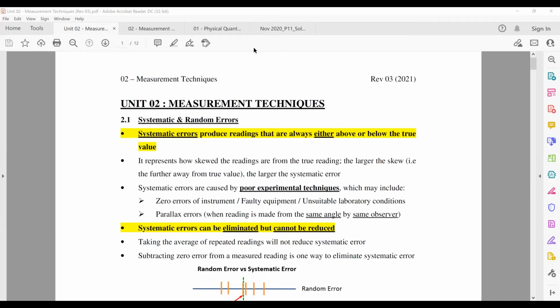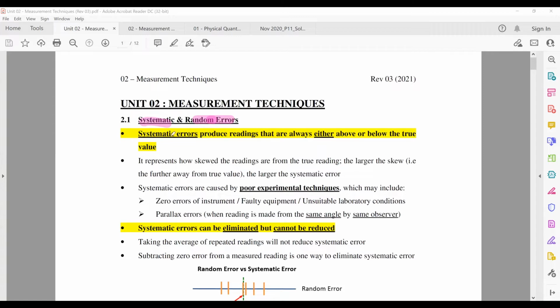All right. Okay, so the second chapter, measurement techniques, is basically just talking about the quality of your measurements. It's meant to describe the quality of measurements when you make some sort of measurement of a physical quantity. One way to describe the quality of measurements is by describing the errors that it has. So when you're talking about errors, you have systematic and random errors.